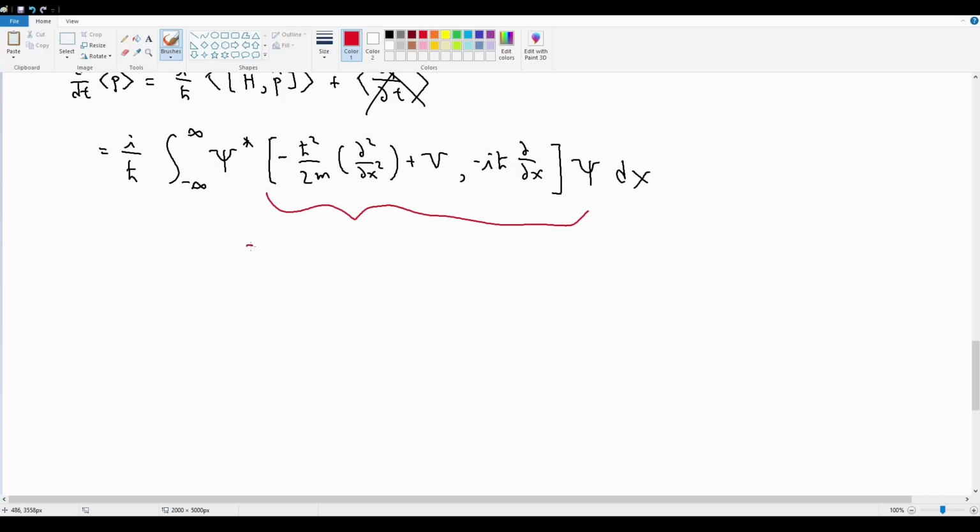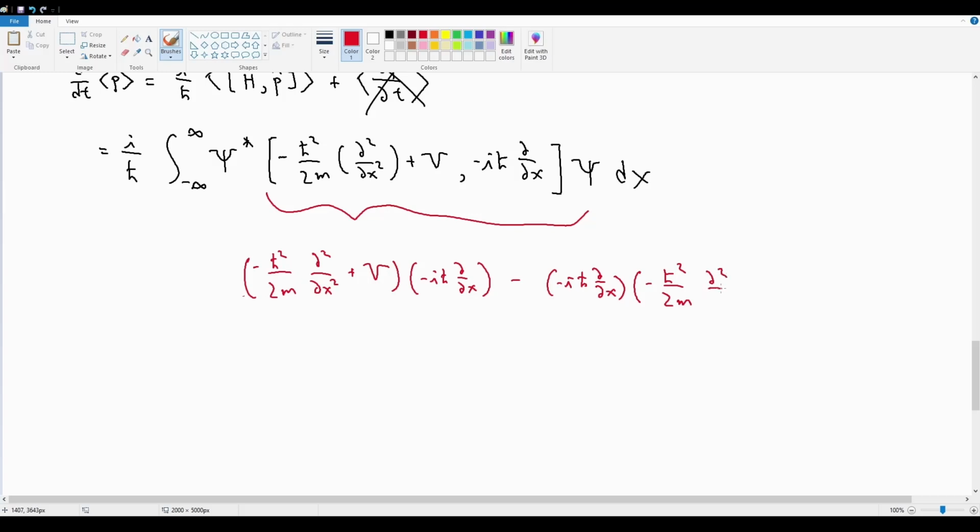So let's see. Negative h bar squared over 2m partial squared by partial x squared plus v. Oh god, this is not going to be fun to write out. Let's change the brackets real quick. Okay, this times negative i h bar d by dx, and then subtracted by negative i h bar d by dx acting on negative h bar squared over 2m d2 by dx squared plus v, and everything here acting on psi.